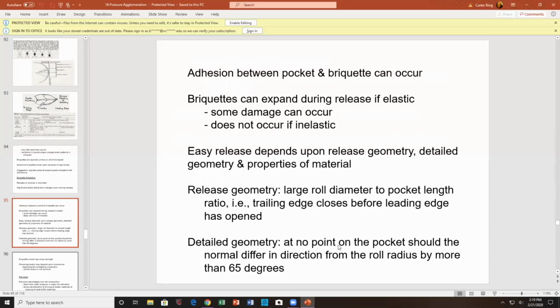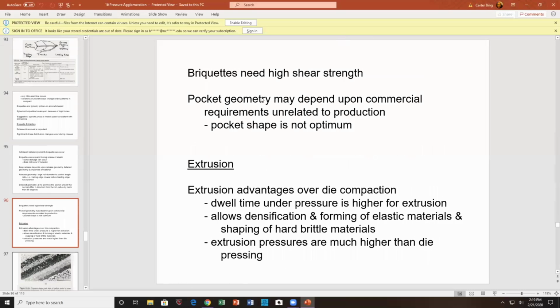Detailed geometry: at no point on the pocket should the normal differ in direction from the roll radius by more than 65 degrees. Well, you've got to sit there and reread that a little bit more. And why that is will be a mystery. We'll leave that one up to the mystery category. Now, there must be some really easy reason why that is true, but we don't have it at the present time. Briquettes need high shear strength.